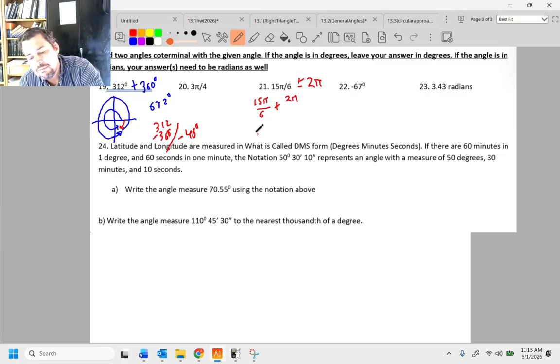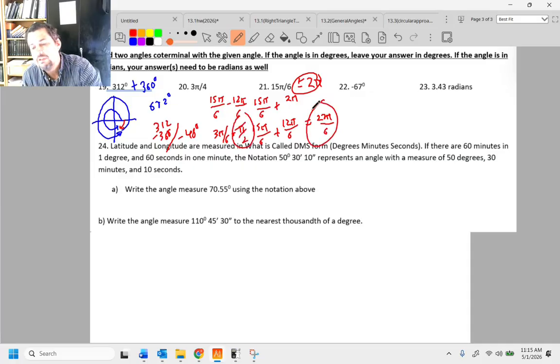We're going to have the same common denominator. So we're going to change that 2 pi into 12 pi over 6. And 15 pi plus 12 pi is 27 pi, sitting pretty over 6. You could also take away 2 pi. So that'd be 15 pi over 6 minus 12 pi over 6, which is 3 pi over 6, which is 1/2 of pi because of simplification.